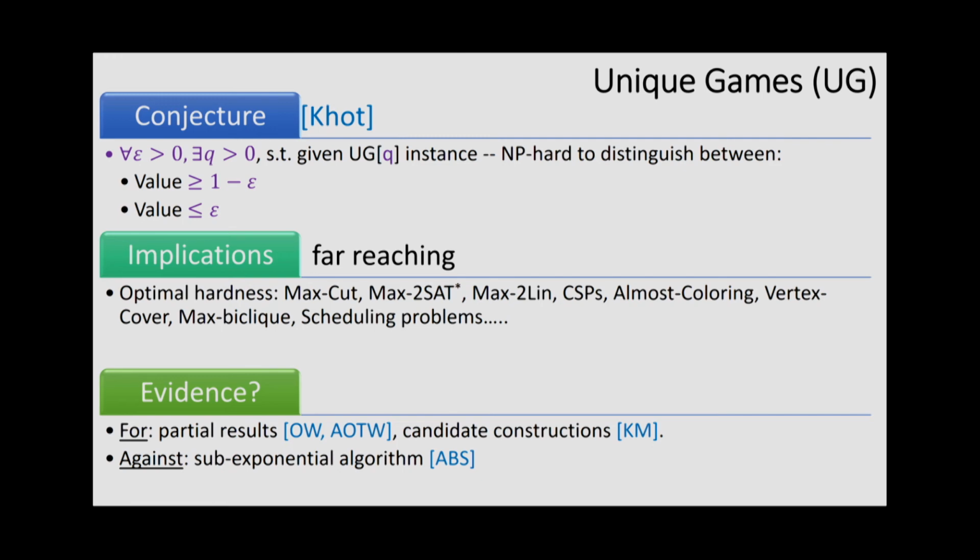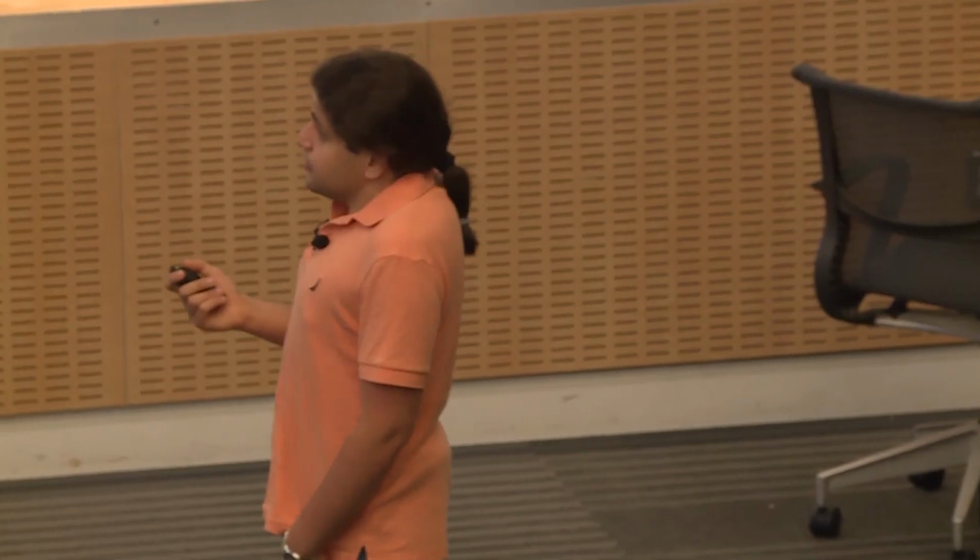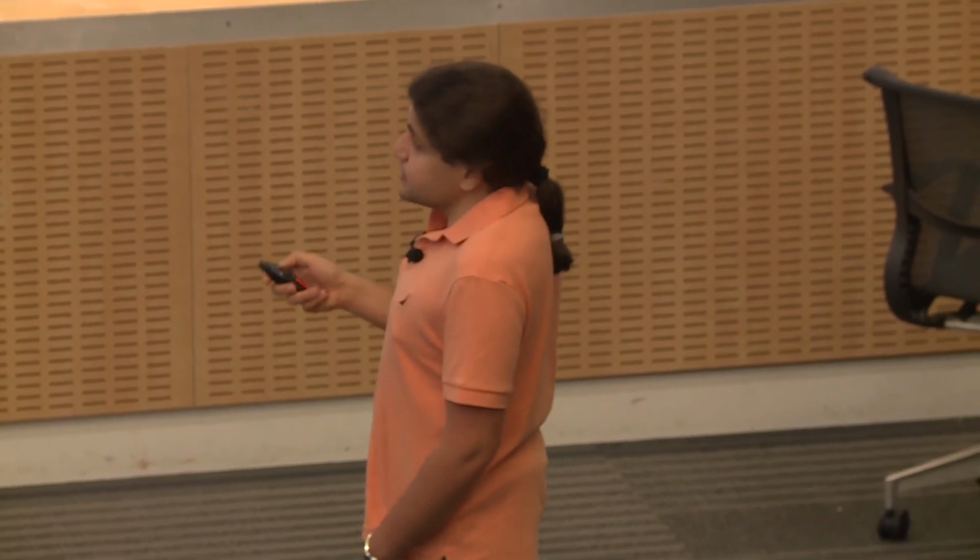But it's a bit of a problematic candidate construction because it has two main drawbacks. First of all, the word candidate means that they do not know how to analyze it, and more specifically, they don't know how to show that the construction is sound. And secondly, even if it is sound, it is only one step, and it is also not a polytime reduction. It is a sub-exponential time reduction. So even if it works, it will only rule out quasi-polynomial time algorithms, which is nice, but still it will not prove the conjecture.